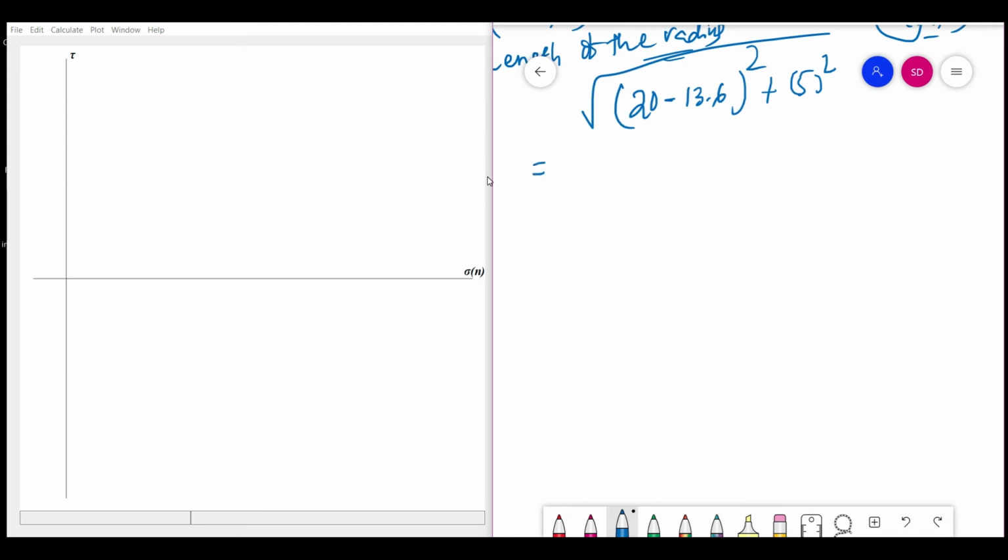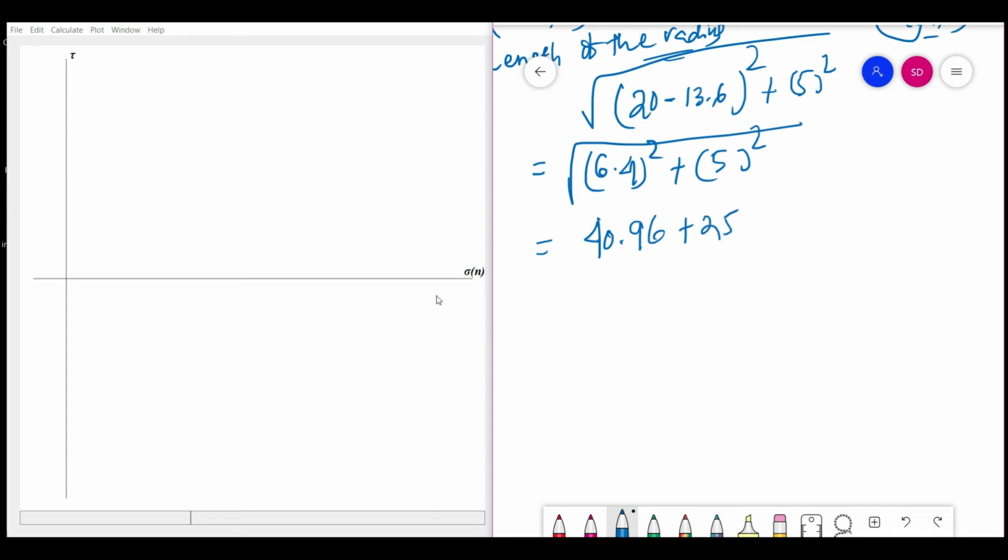So this will be 6.4 whole square plus 5 square, and its square root. 6.4 whole square is equal to 40.96, plus 25, square root, that is 65.96 square root, which is equal to 8.12. Yes, so the radius is equal to 8.12.